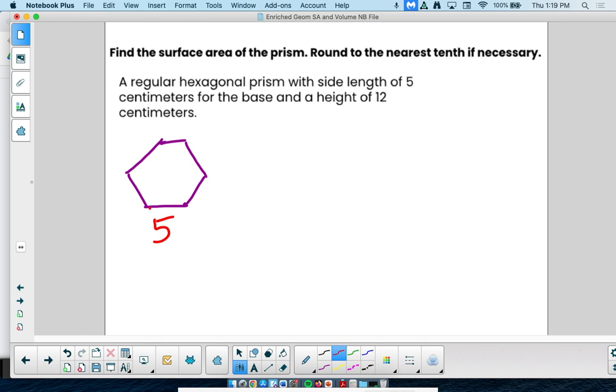So now you're relying on that information from last chapter. Do you guys remember how to find the area of this guy? Yep. So we need our apothem and our perimeter. Perimeter's pretty easy on this one, right? Yep, 5 times 6 is 30.